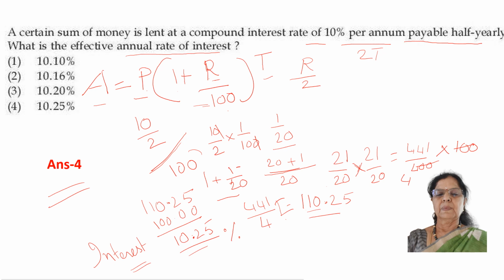110.25, which is the total amount. The principal amount is 100. If you subtract this, you will get the interest, which is 10.25. So the fourth option is the correct one.